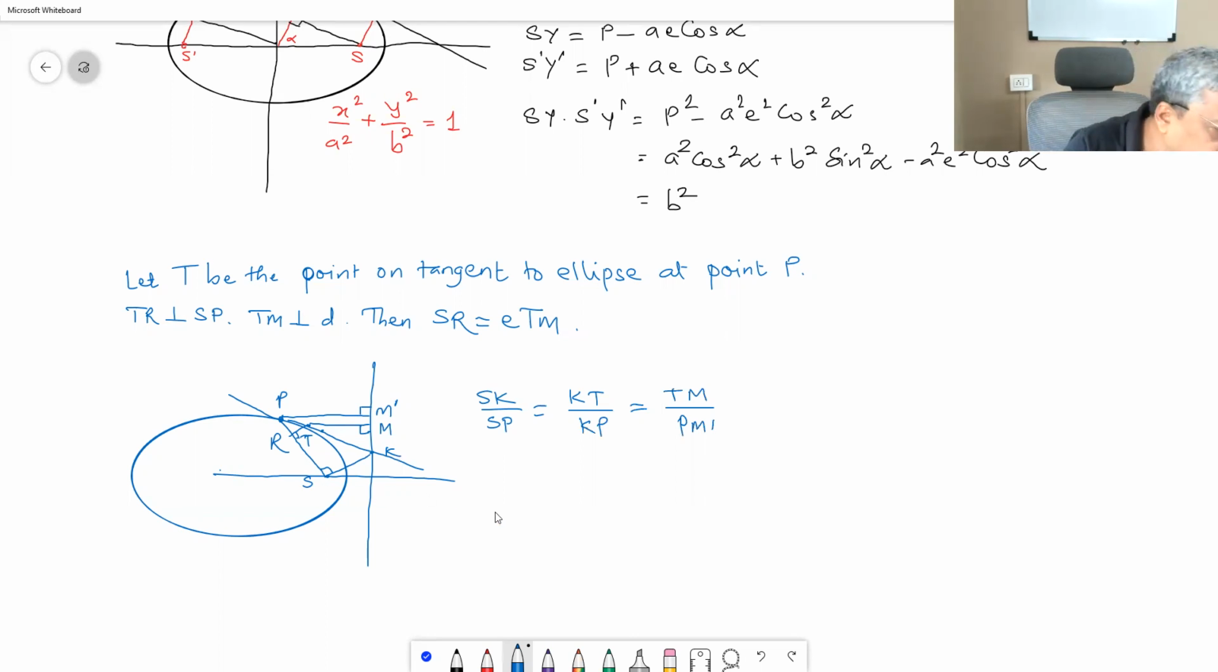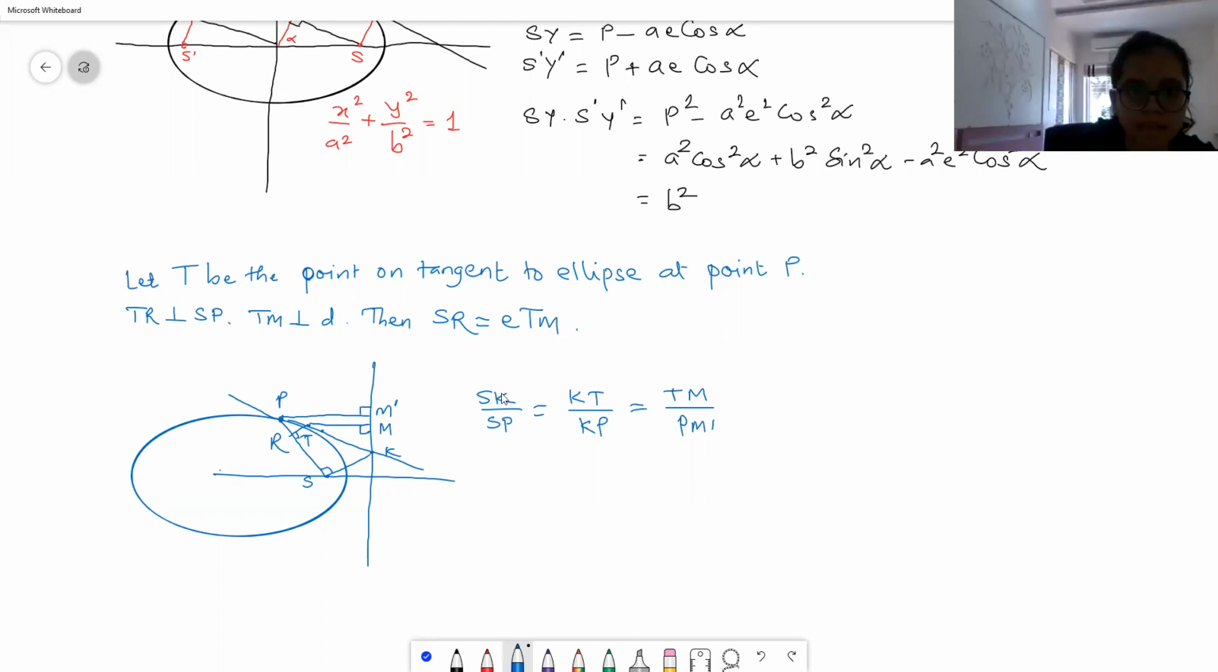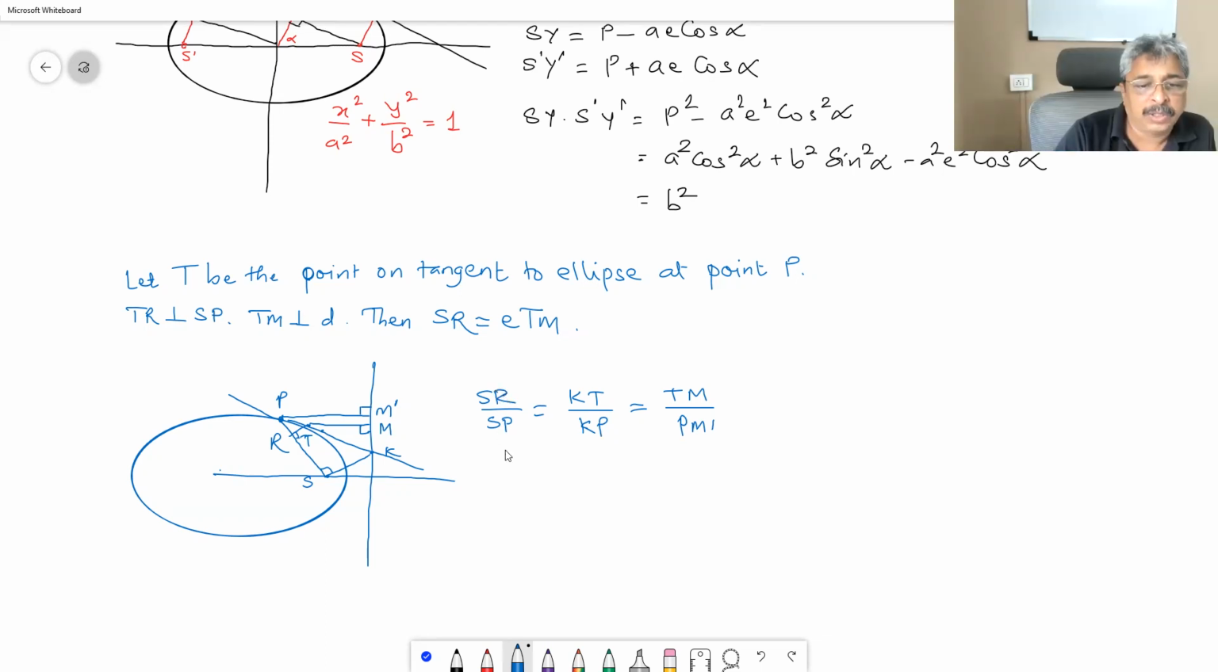So SR upon SP is equal to KT upon KP, which is equal to TM upon PM dash. If I cross multiply these two, then I get SR upon TM, which is what we want, and it is equal to SP upon PM dash. But SP upon PM dash is equal to e. Hence proved.